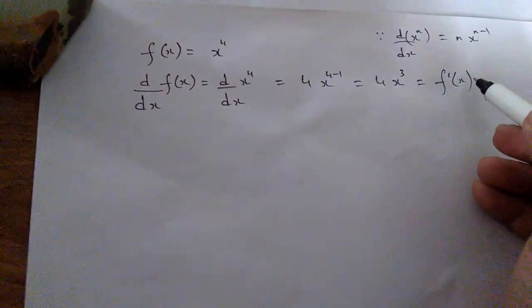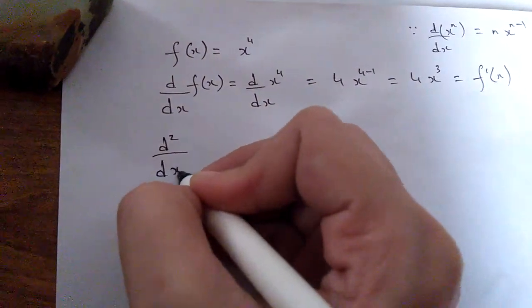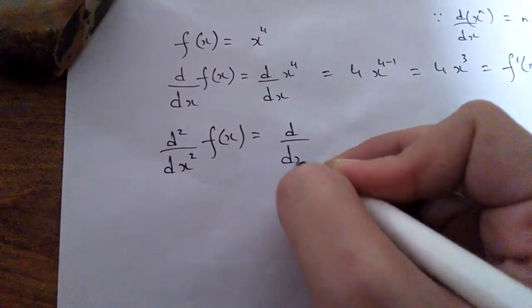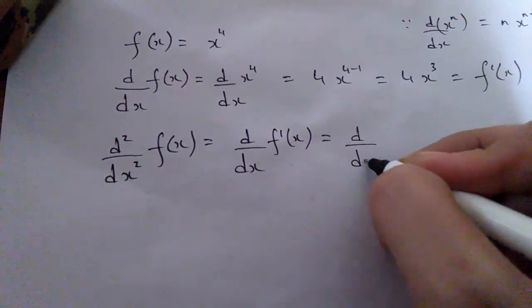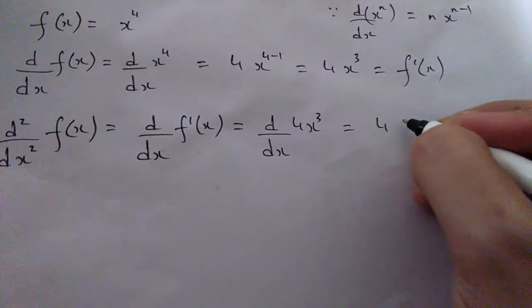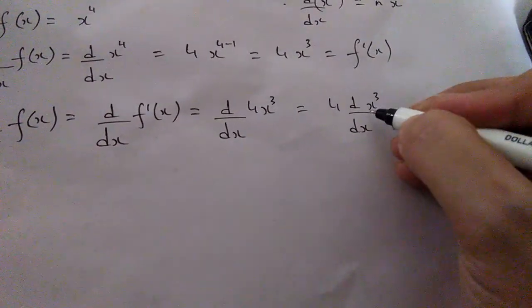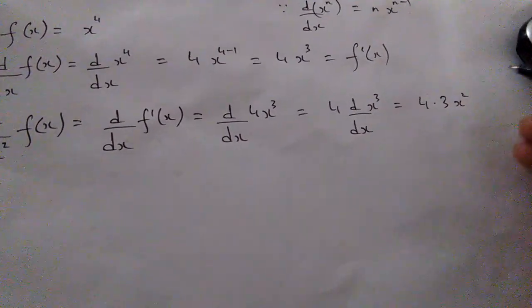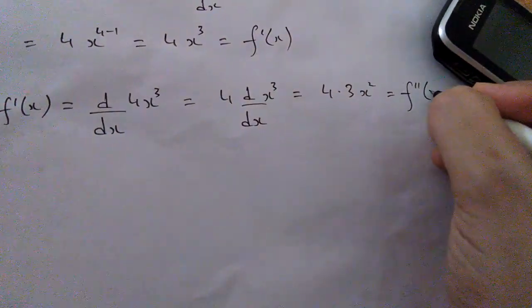Now I'm going to once again differentiate this function, which is said to be the second derivative. I'm going to differentiate this, which is actually the derivative of my f dash x. So this is my 4x cubed. 4 is going to be written outside, before the operator. Now once again I apply my formula for x to the n. It's going to be 4 times 3x squared. And this is your second derivative, represented by f double dash x.